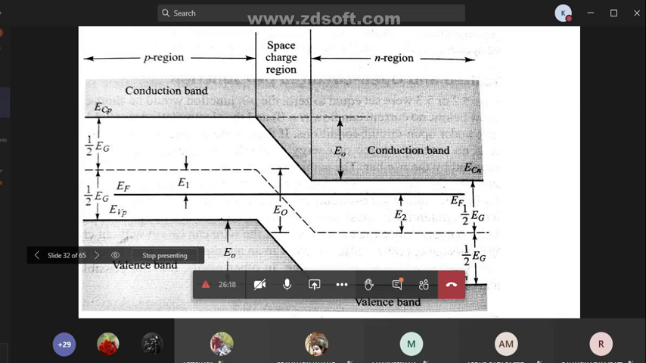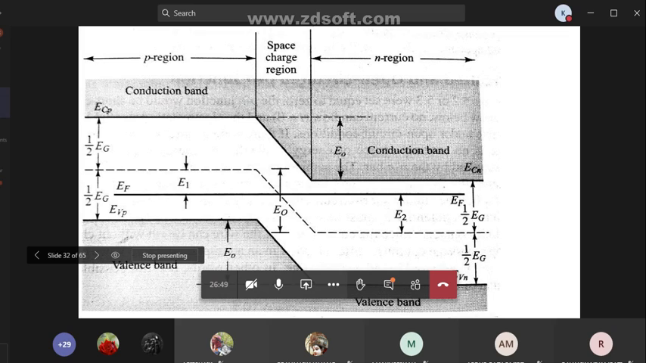So we can write E naught equals E1 plus E2. E naught is the energy range between these two levels. This range is E1 and this range is E2. So E naught equals E1 plus E2, right? E naught equals E1 plus E2.